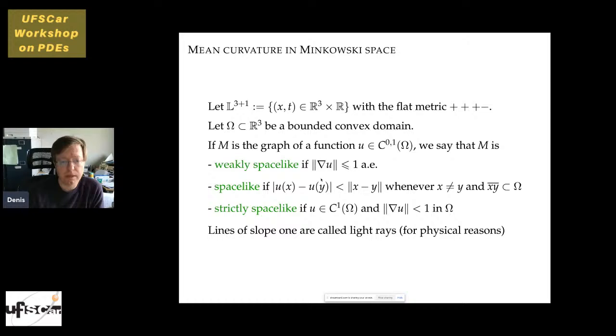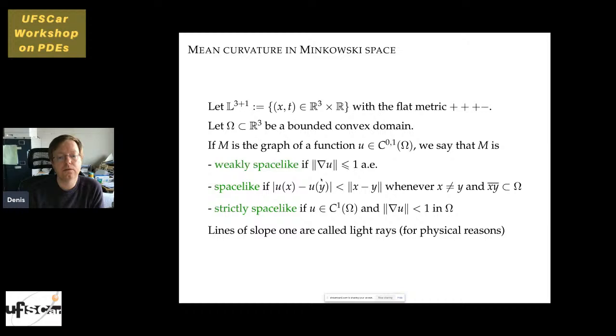Let me just be physical and settle the problem in three plus one dimensions. So what is the Lorentz-Minkowski space? You take L^{3+1}, which is (x1, x2, x3, t), and you put the flat metric plus, plus, plus, minus. Now you take a bounded convex domain. Sometimes it's not necessary for the domain to be convex, but in some cases we will need that assumption. And take a set M, which is a graph of a function u, which is continuous and Lipschitz on omega.